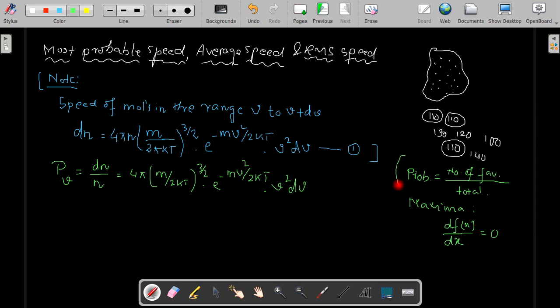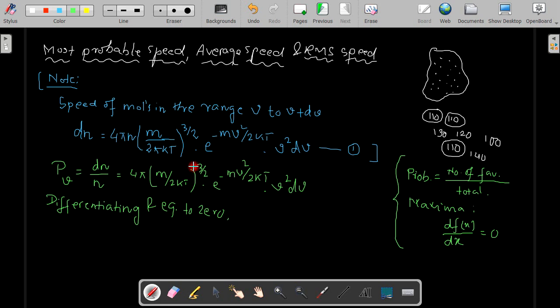So the question here is the maximum number of particles that are having a speed which is most probable, the speed which is common to most of the particles. So for this, we are going to equate it with 0. So what I am going to do is differentiate and equate to 0.